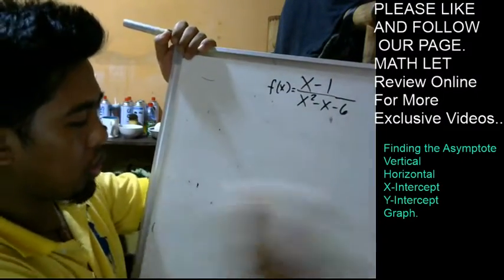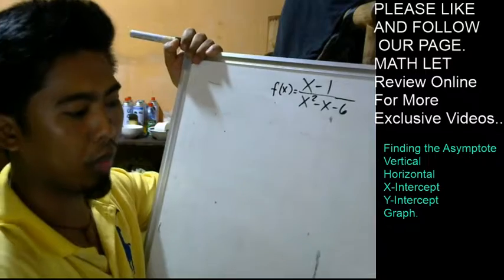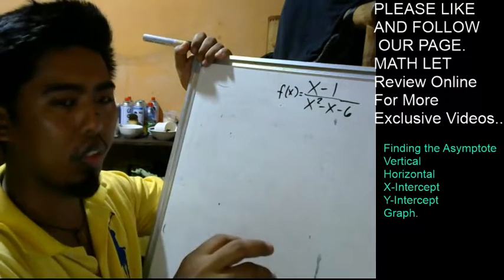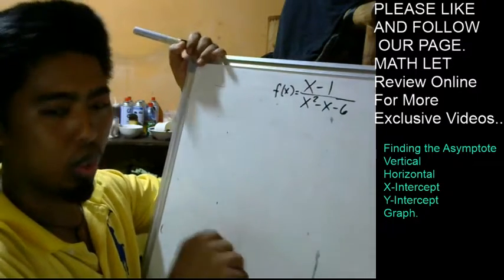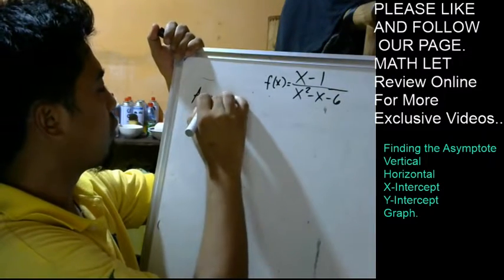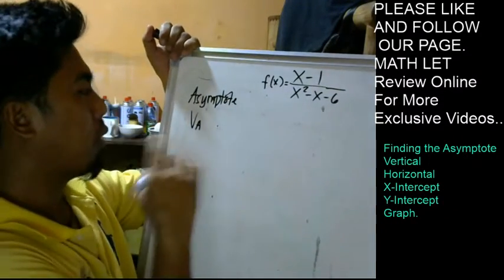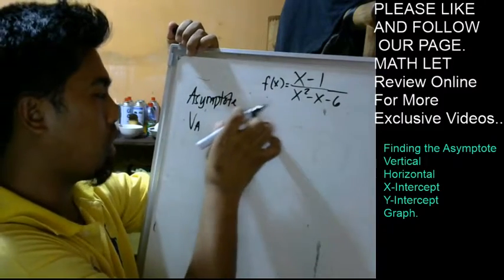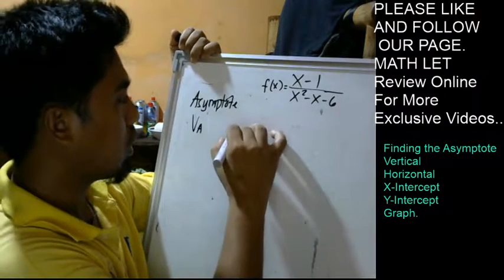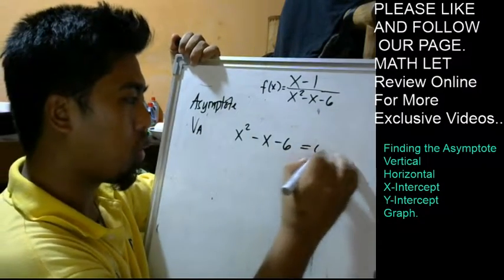So ang atong hisgutan ron is unsaon pagpangita sa vertical asymptotes, unsaon pagpangita sa horizontal asymptotes, and unsaon pod pagpangita sa x-intercept, sa y-intercept, ug unsaon pag-graph. Okay? So ato lang ni dalion. For asymptote, let's start with vertical asymptote. For vertical asymptote, ato lang i-focus ang denominator, in which x squared minus x minus 6, and we let that one be equal to 0.